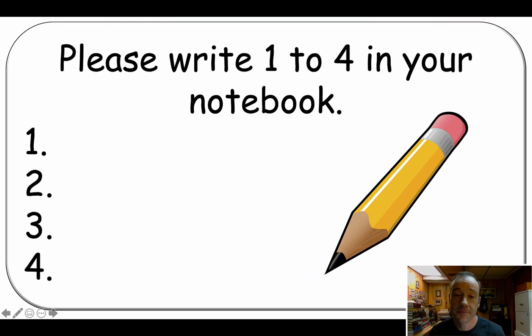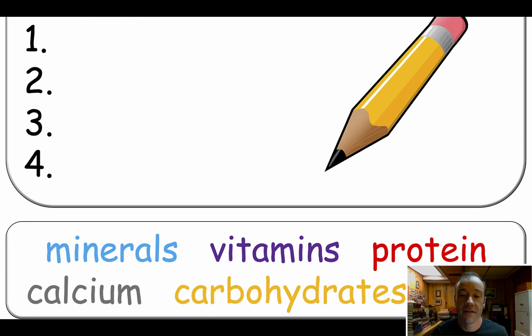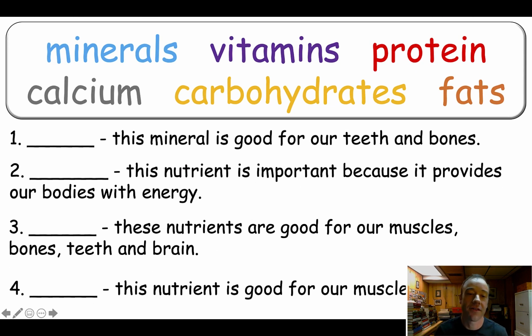And then the next part, it's please write 1 to 4 in your notebook. So you have them write this in their notebook, and this is just kind of to calm them down after they just played this fun game. Maybe it got pretty loud. Now they just need to use these 6 words and use the 4. Choose the right answer. Okay, so this mineral is good for our teeth and bones. Which one is it? Which nutrient is it? And they should write it like, number 1 is whatever answer.